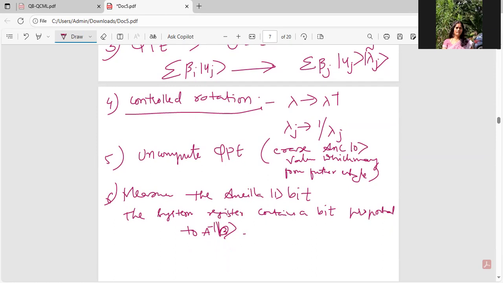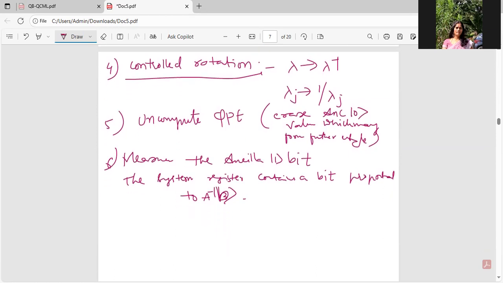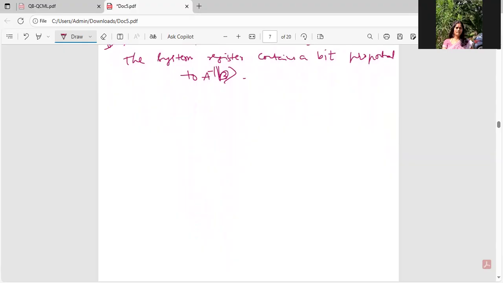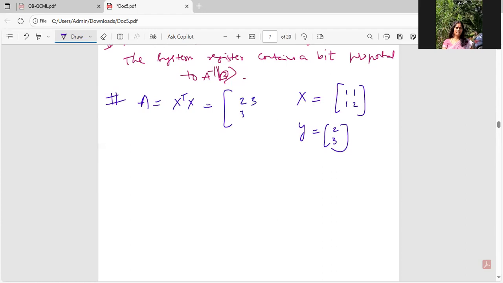Okay. Let's take a numerical example and understand this. What I'm doing is, I'm considering A to be X transpose X. What is X, I can give you here. You can cross check. Some matrix 1, 1, 1, 2. Y, small y, I'm choosing it to be 2, 3. Okay. So once I perform X transpose X, 2, 3, 3, 5. Obviously, A is equal to A transpose, or A is Hermitian, guys. In real sense, it is symmetric. In complex sense, it is Hermitian.